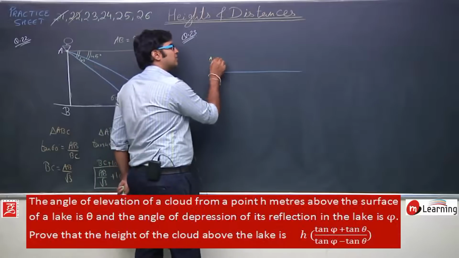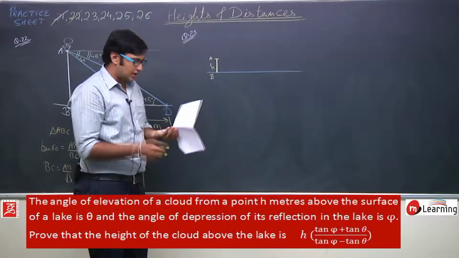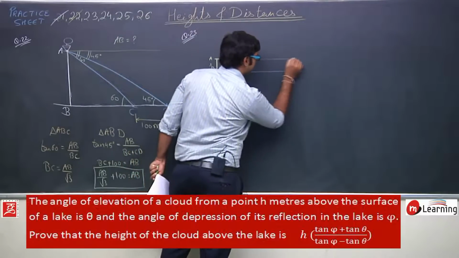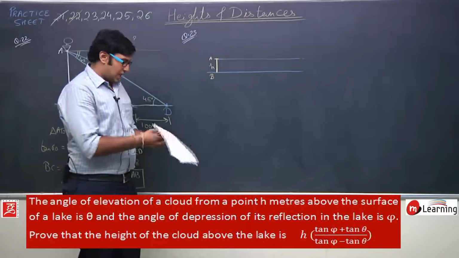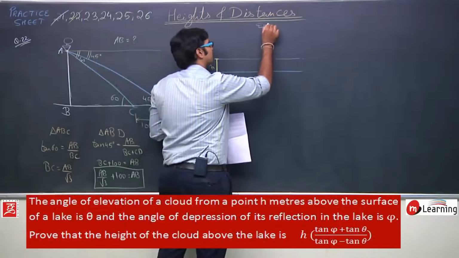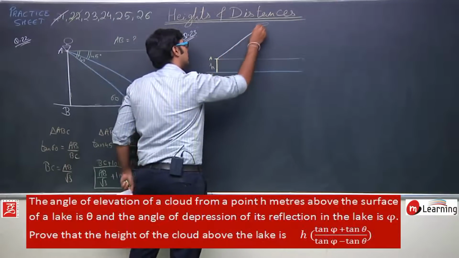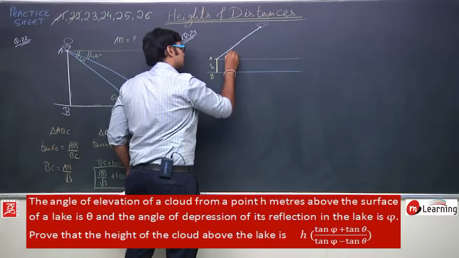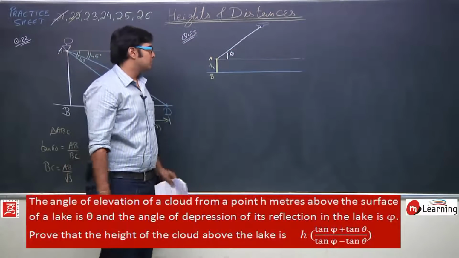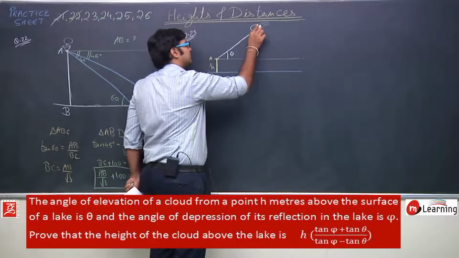Now from this point I am observing a cloud, and the angle of elevation of that cloud is theta. Let us say this is the horizontal line. You need to draw the horizontal line, and to observe the cloud in the air, let us say the cloud is somewhere here like this. To observe this cloud I need to move my head theta degrees upwards. So let us say the cloud is at point C.